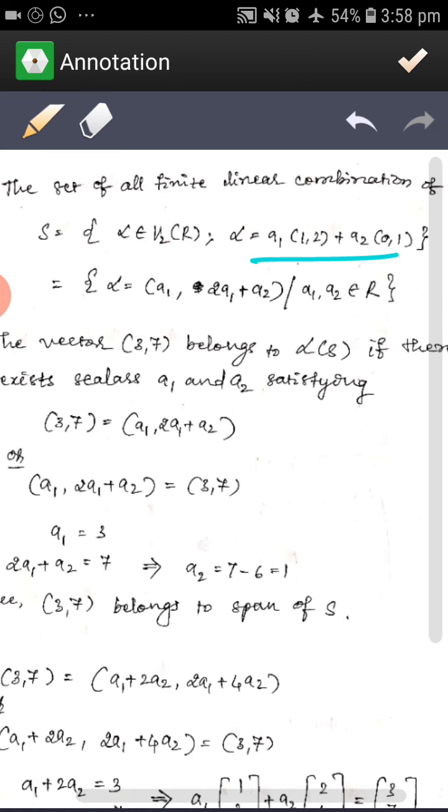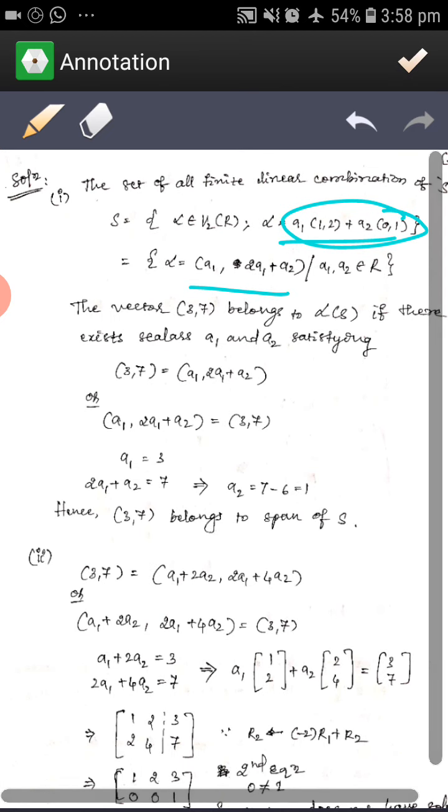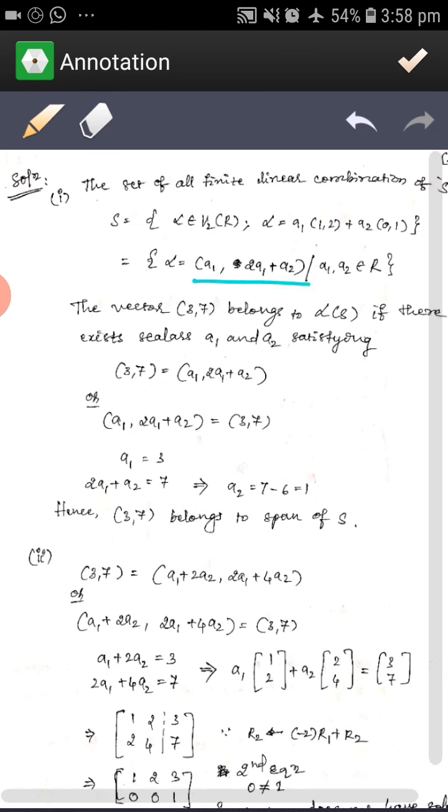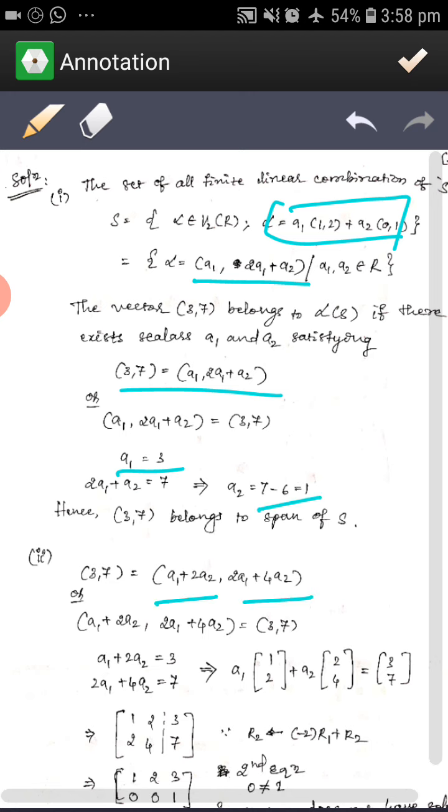Okay, so deriving this equation from this, a1 and a2 belong to R here. So if this is the equation, we are basically finding it from the given vectors, (1, 2) and (0, 1). Then it is equal to (3, 7) as given, and after substituting we will get a1 and a2. Similarly, the second equation.